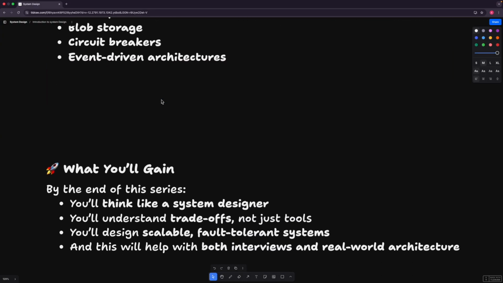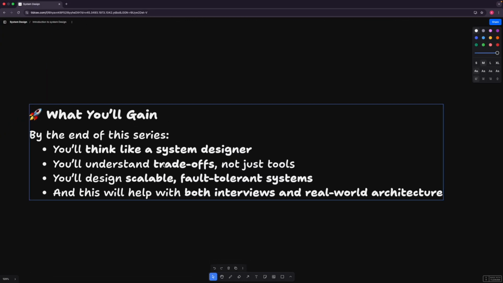By the end of this series, you'll be able to think like a system design engineer, when you get to know all the technologies that can be used in building a system. You will understand the trade-offs, not just the tools, and you will design scalable, fault-tolerant systems. And this will help you both in interviews and in building real-world architectures.